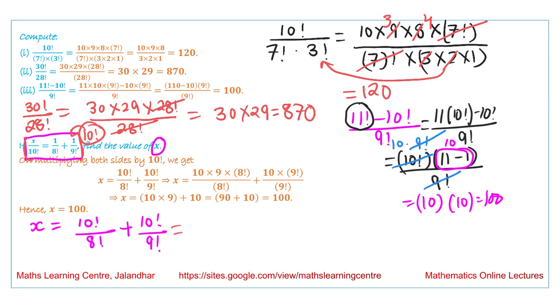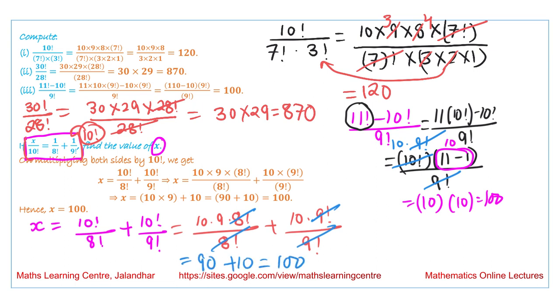So this is equal to 10 into 9 into 8 factorial divided by 8 factorial plus 10 into 9 factorial divided by 9 factorial. This 8 factorial gets cancelled, 9 factorial gets cancelled. We are left with 90 plus 10 is equal to 100. So the answer we obtain is 100.